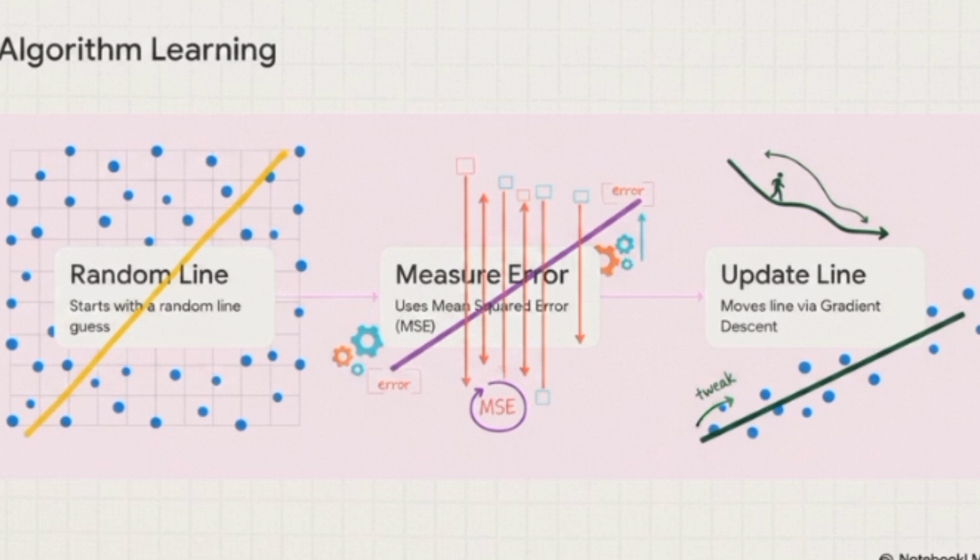Step 1. The algorithm starts out clueless, so it just draws a completely random line through the data. Honestly, it's a terrible guess. Step 2.